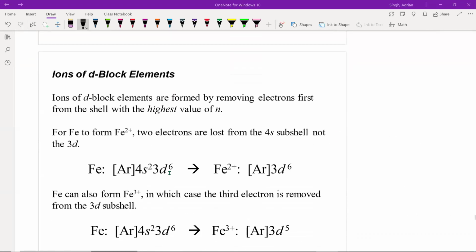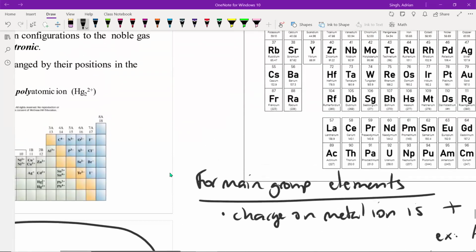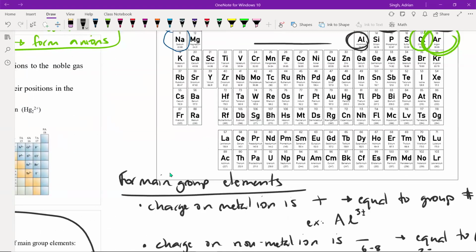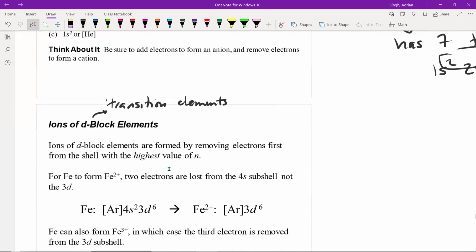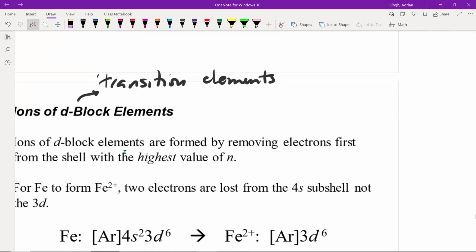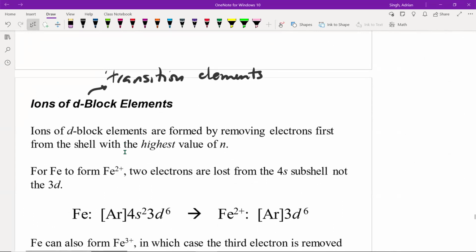When we look at the ions that the D block elements form, right? D block elements, again, sometimes it's used interchangeably with the transition, remember, you can see both those terms being used to refer to the same section of the periodic table, right? Which is going to be that big depression here in the middle. The case isn't that straightforward, so we can't necessarily use the group numbers for these to determine their charges. The thing you want to keep in mind is that the ions of the D block elements form when we remove electrons from the shell that has the highest N value.